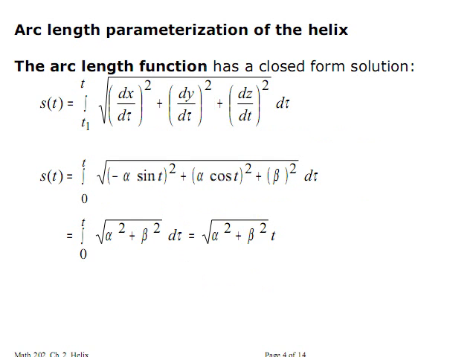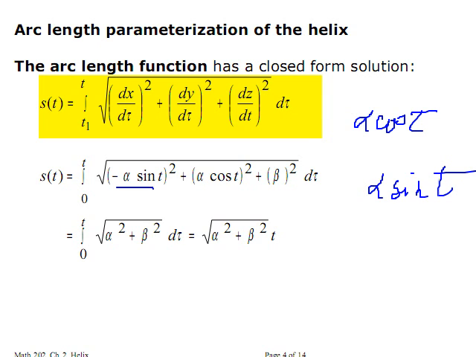Initially I said that the arc length function had a closed form solution, so I'll show that here. This is the general form for the arc length function. We have dx by dt squared. You can remember x was alpha cosine t. If I take the derivative and square it, the derivative is minus alpha sine t, and I square that. Then y was alpha sine t, the derivative is alpha cosine t, and we square that. Then the z component was beta t, and taking its derivative, we just get beta.